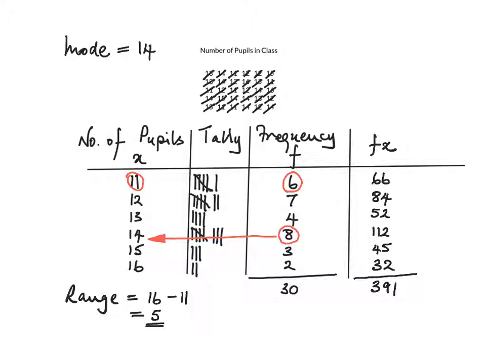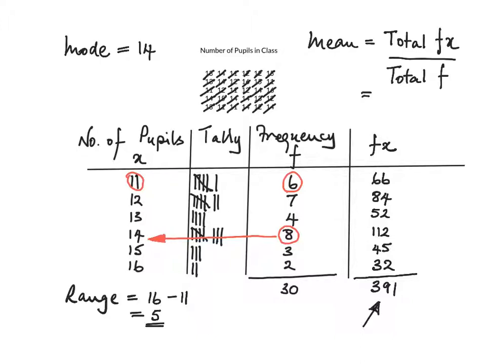We can calculate the mean next. And the formula for calculating the mean is total fx divided by total f, which is to say 319, that's the total of the fx column, sorry 391, not 319, divided by 30, which is the total at the bottom of the f column, and that gives us the value 13. So the mean is 13.03, which will round to 13.